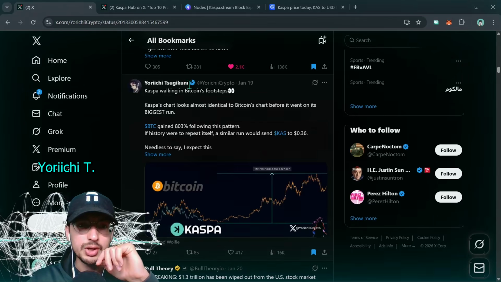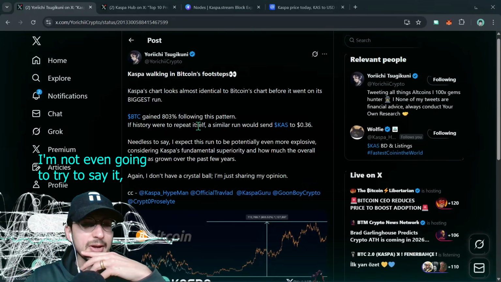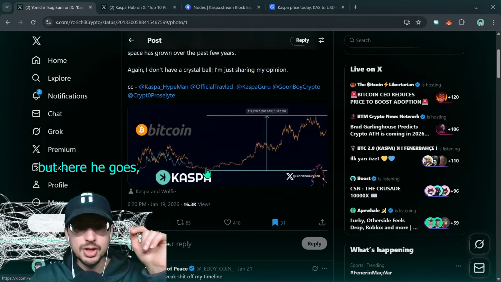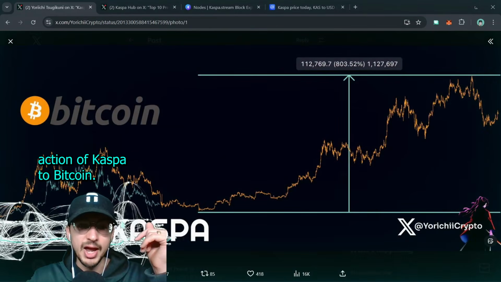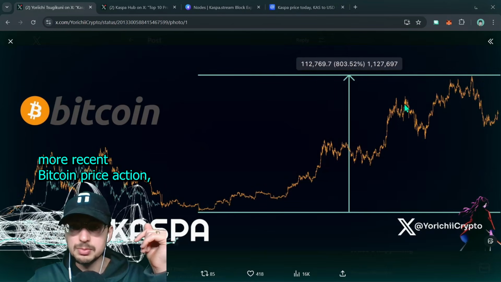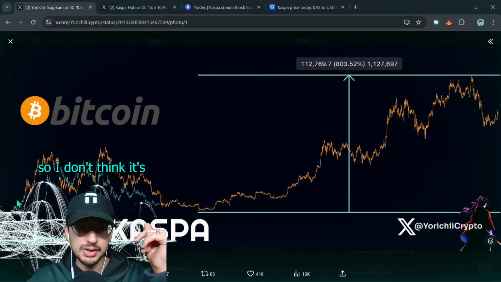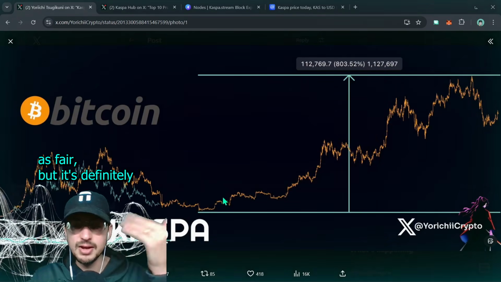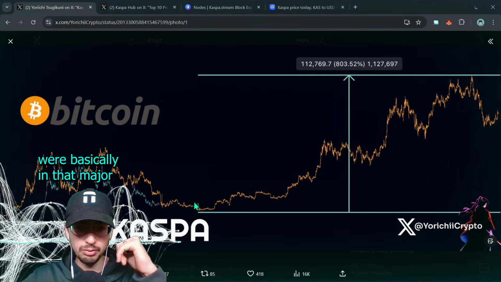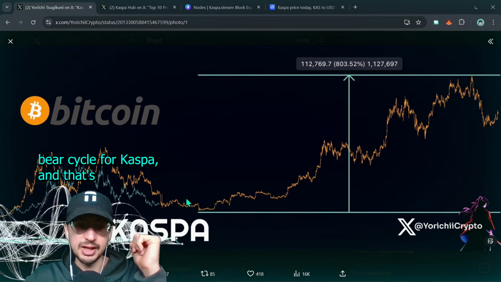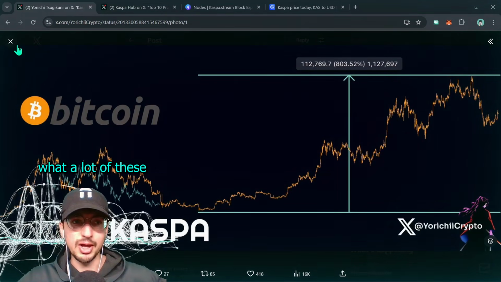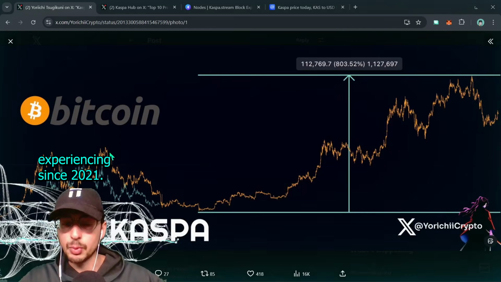Here as well, Yorichi, I'm not even going to try to say it, but here he goes comparing the price action of Kaspa to Bitcoin. Now, this is much more recent Bitcoin price action, so I don't think it's as fair, but it's definitely still a valid comparison. We're basically in that major bear cycle for Kaspa, and that's what a lot of these altcoins have been experiencing since 2021.